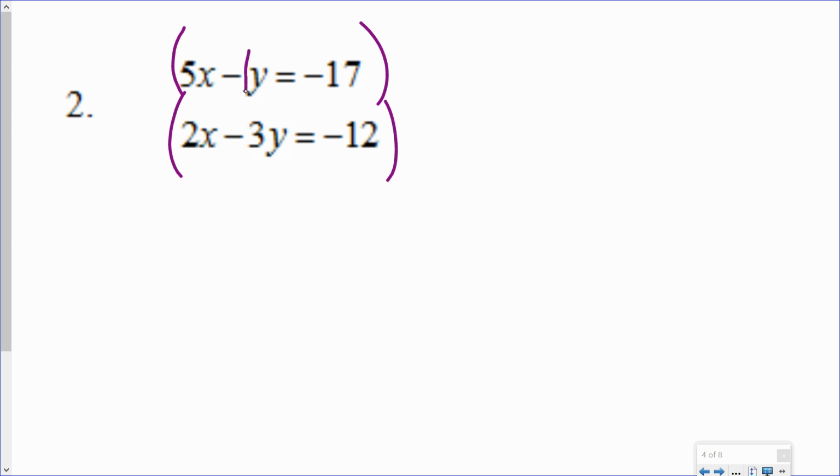So I'm going to multiply each equation by the other's coefficient. The top has a 1, so the bottom gets a 1. The bottom has a 3, so the top gets a 3. I'm multiplying each equation by the other's coefficient.